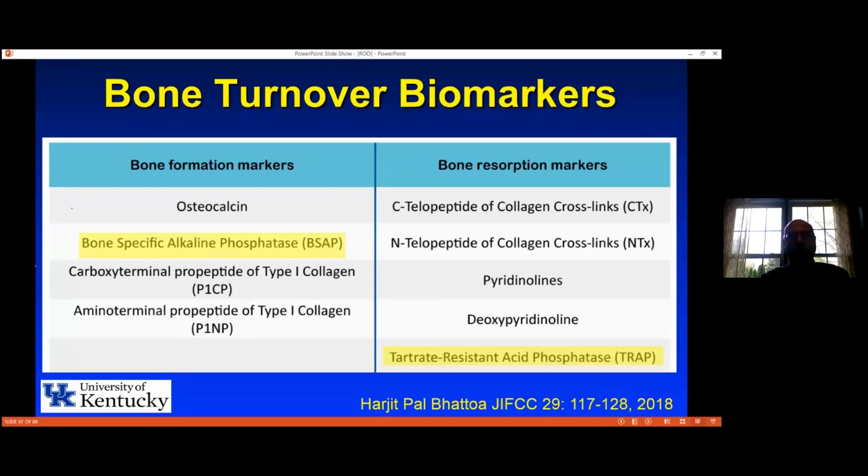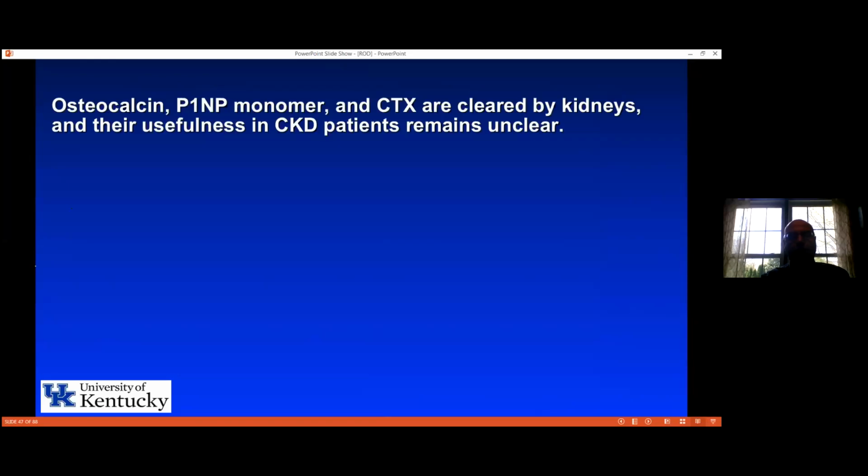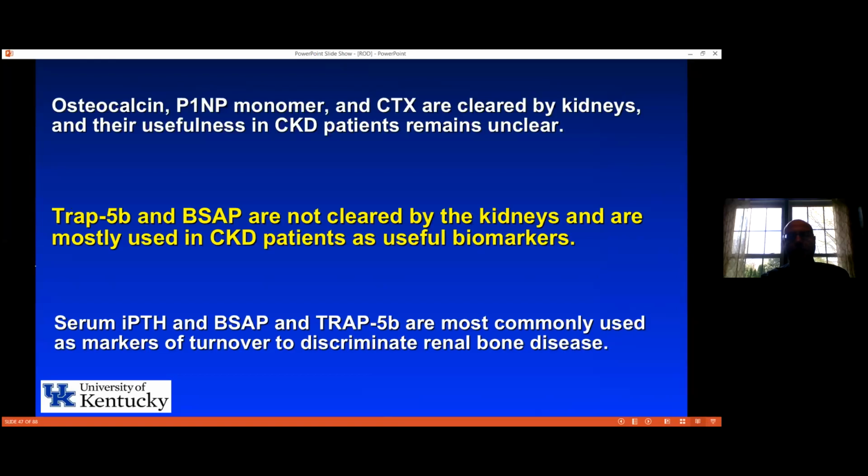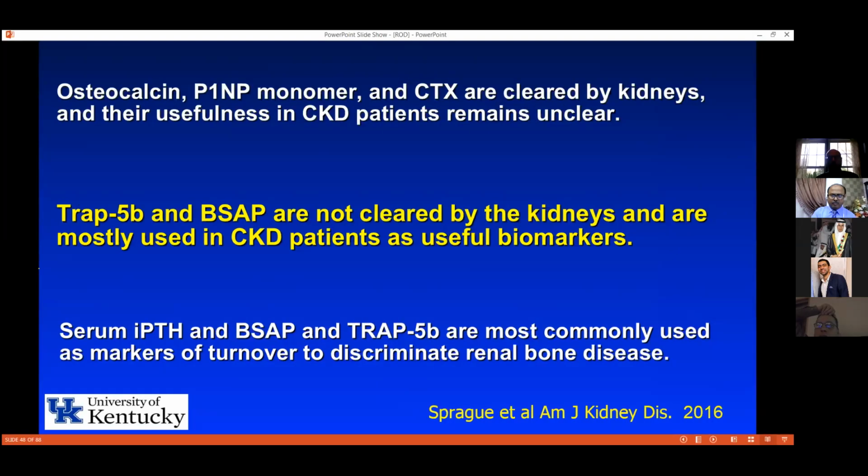But when it comes to CKD patients, usually osteocalcin, the P1NP, the CTX are retained in our patients, so we don't use these biomarkers, but we use TRAP 5b as a biomarker of bone resorption, and the BSAP, the bone-specific alkaline phosphatase, as a marker of bone formation. They are not cleared by the kidney, and they are very useful serum biomarkers.